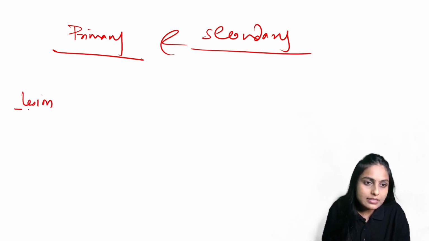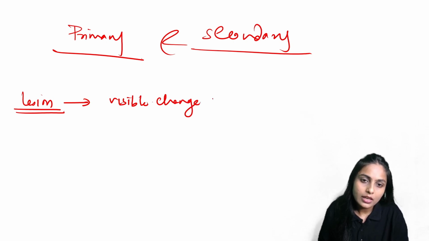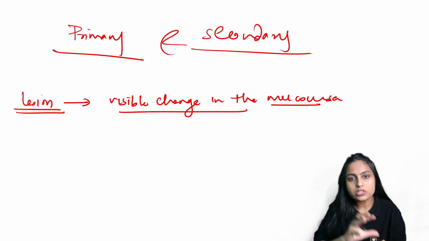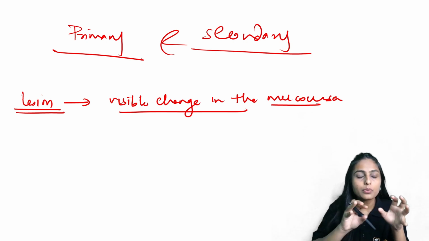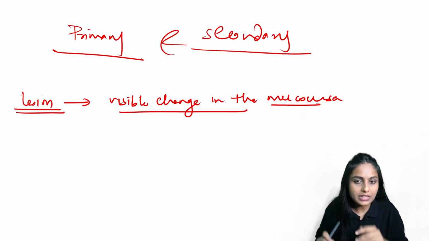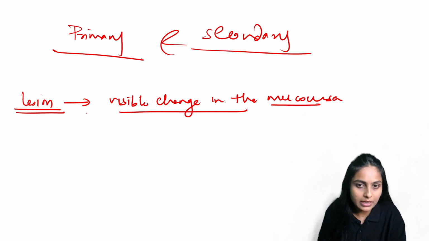First of all, you need to understand what a lesion is. A lesion is a visible change in the mucosa. Originally, you can write it down as a visible change in any normal anatomical structure, but here we are looking at the oral mucous membrane. So we'll write: lesion is a visible change in the normal anatomical structure, for example, oral mucous membrane.